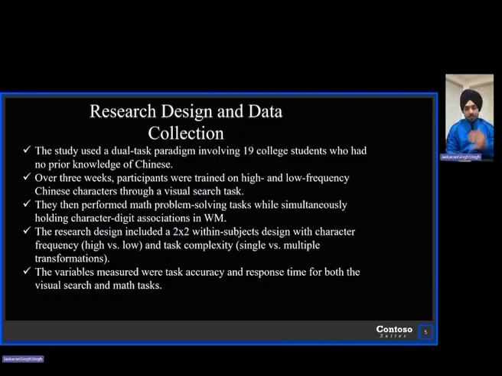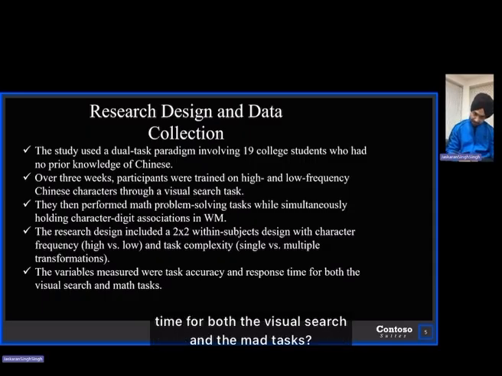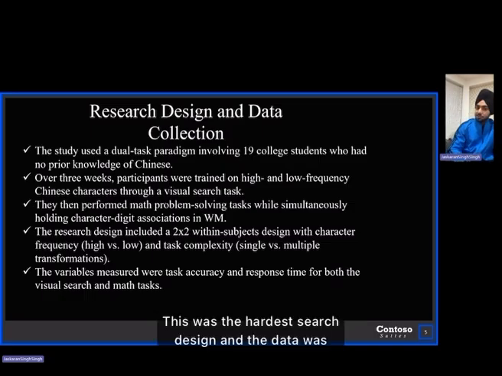The variables measured were task accuracy and response time for both the visual search and the math tasks. This was how the research design and the data were collected.